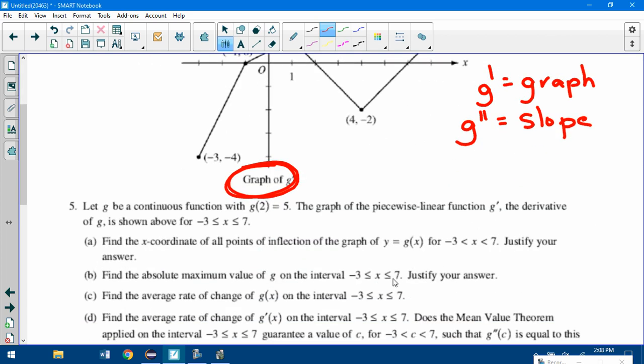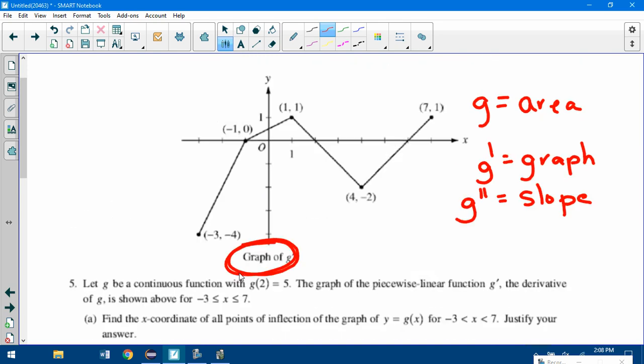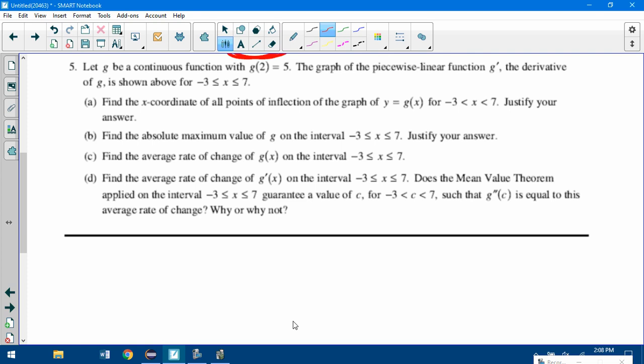Okay, part A. Find the x-coordinate of all points of inflection of the graph of y equals g of x between -3 and 7. Justify your answers. You all know how to find inflection points when you have an equation. Graphs screw people up. But these questions become easier if you think of them in terms of what you normally do. Normally, if you see a question about find all points of inflection, what do you do? You look for where the second derivative equals 0, or where else? Second derivative does not exist.